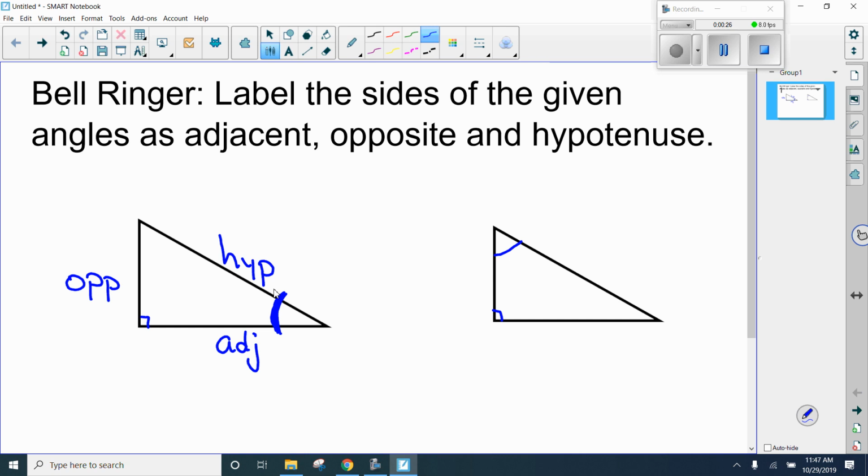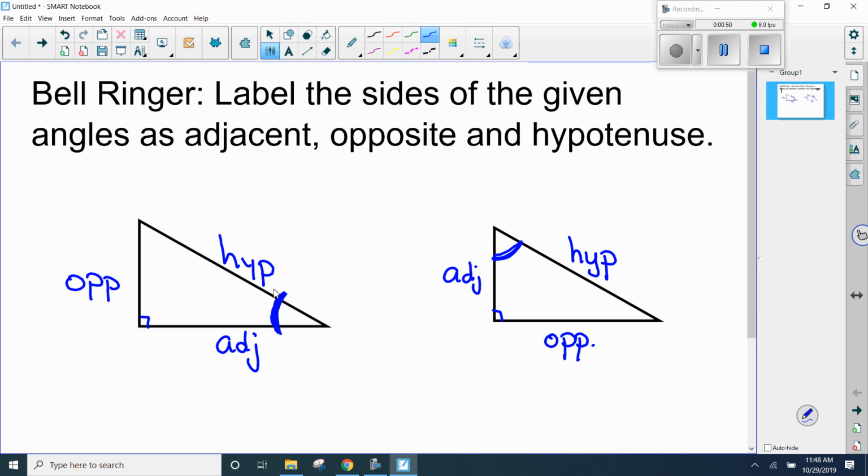So if I look at the other triangle, my hypotenuse still remains in the same position, but when I refer to this top angle, then what happens? This becomes the adjacent side, and this becomes the opposite side. So the only thing that switches is opposite and adjacent based off of which angle measure you are making reference to.